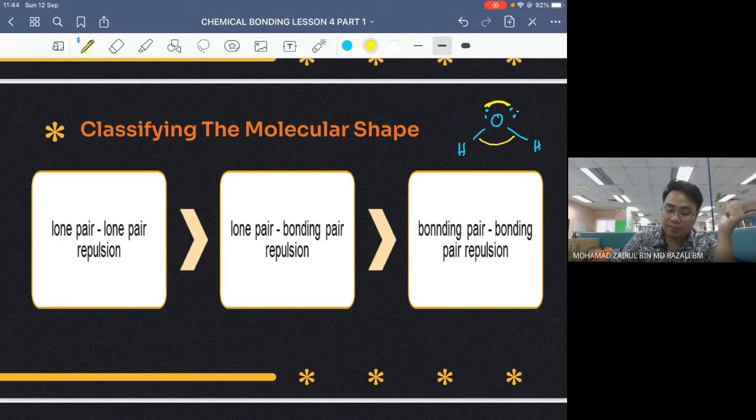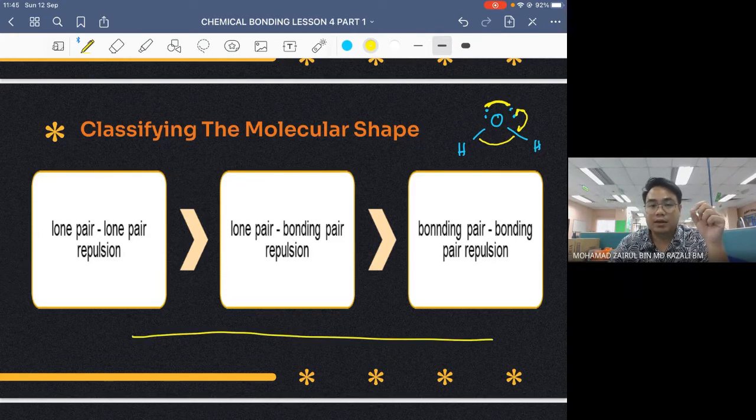And lone pair and bonding pair repulsion is stronger compared to bonding pair but weaker compared to lone pair repulsion. So when you want to determine the molecular shape, you have to consider the different strengths of repulsion. So you have to remember lone pair repulsion is stronger than lone pair bonding pair repulsion, and the lone pair bonding pair repulsion is stronger than the bonding pair repulsion.